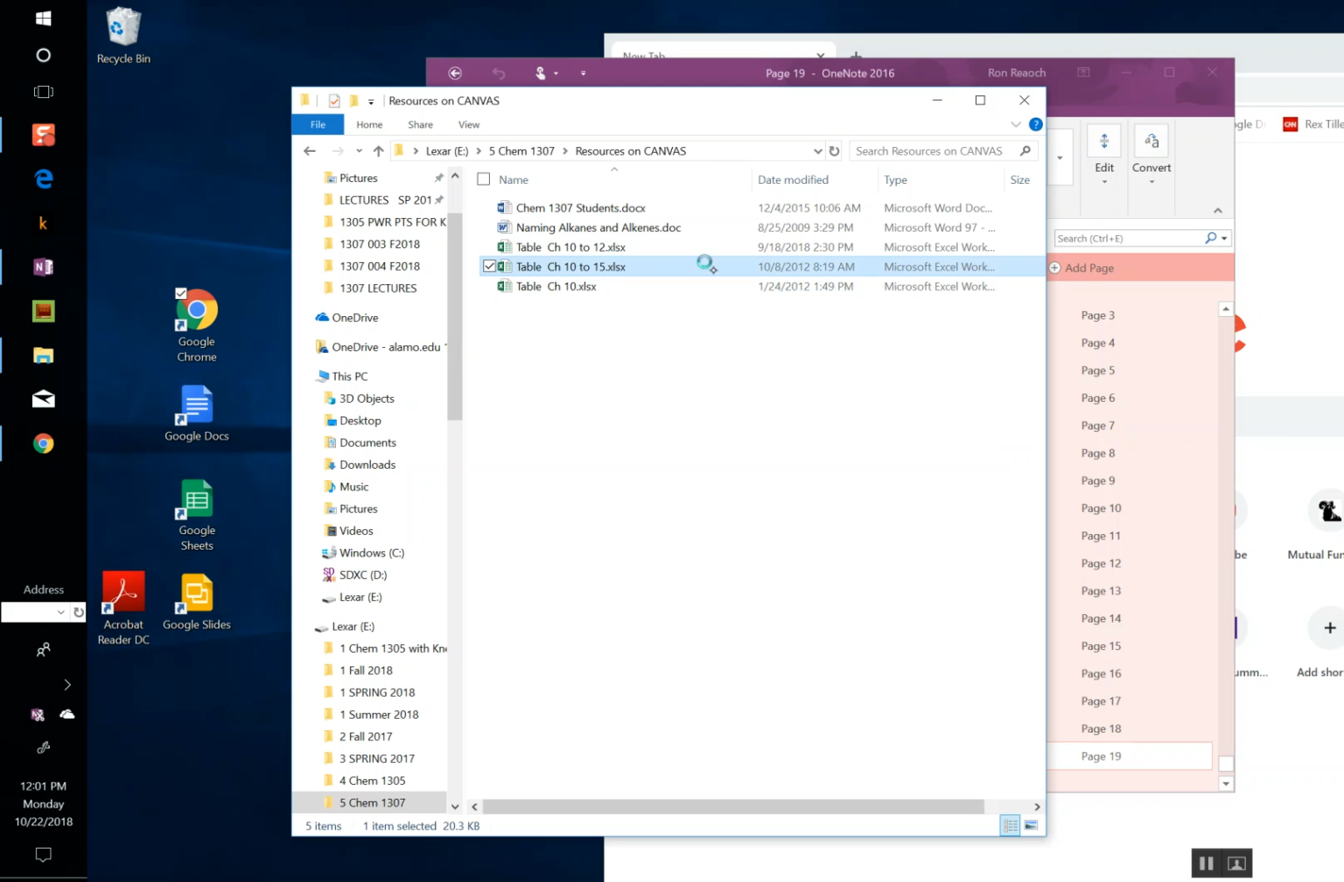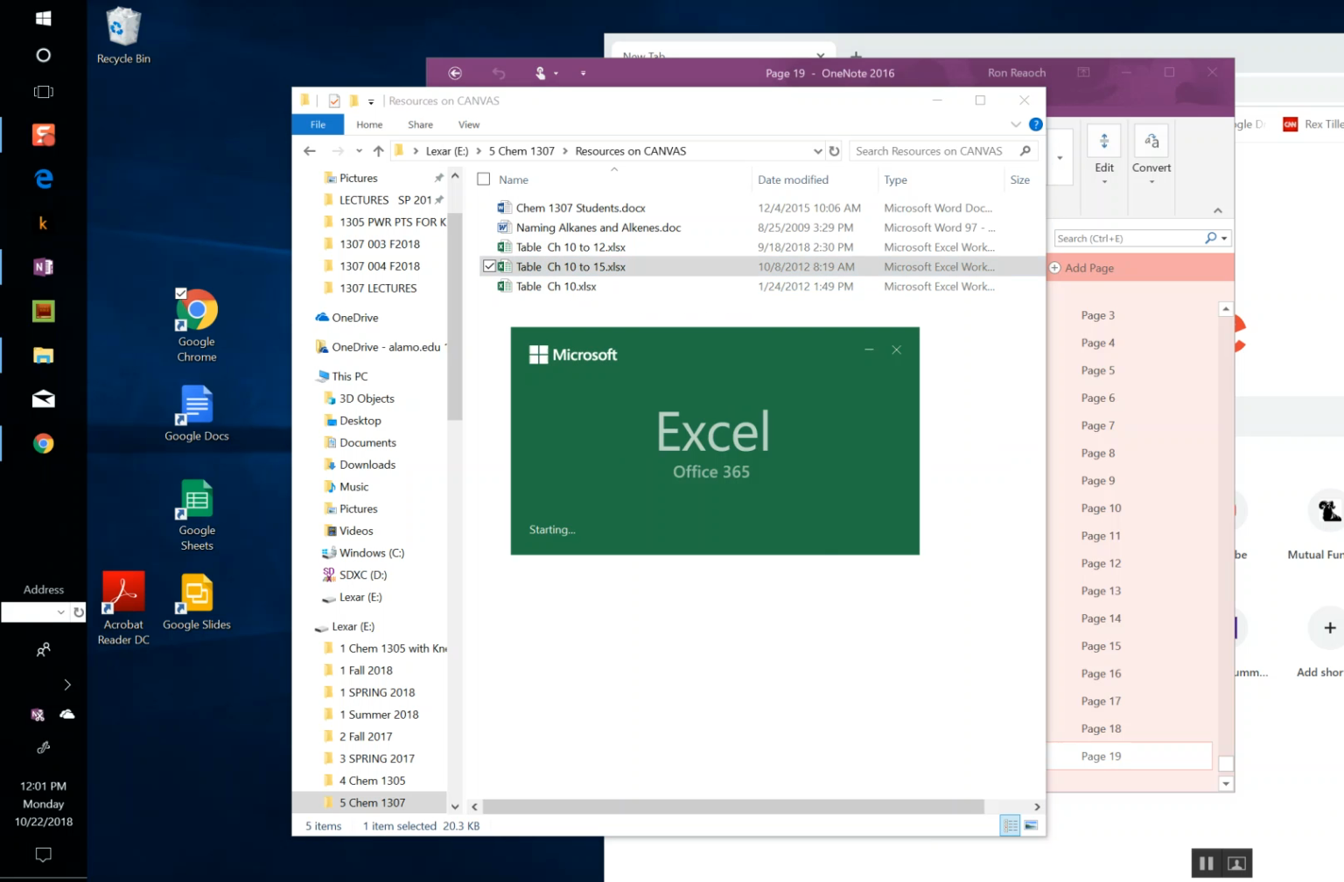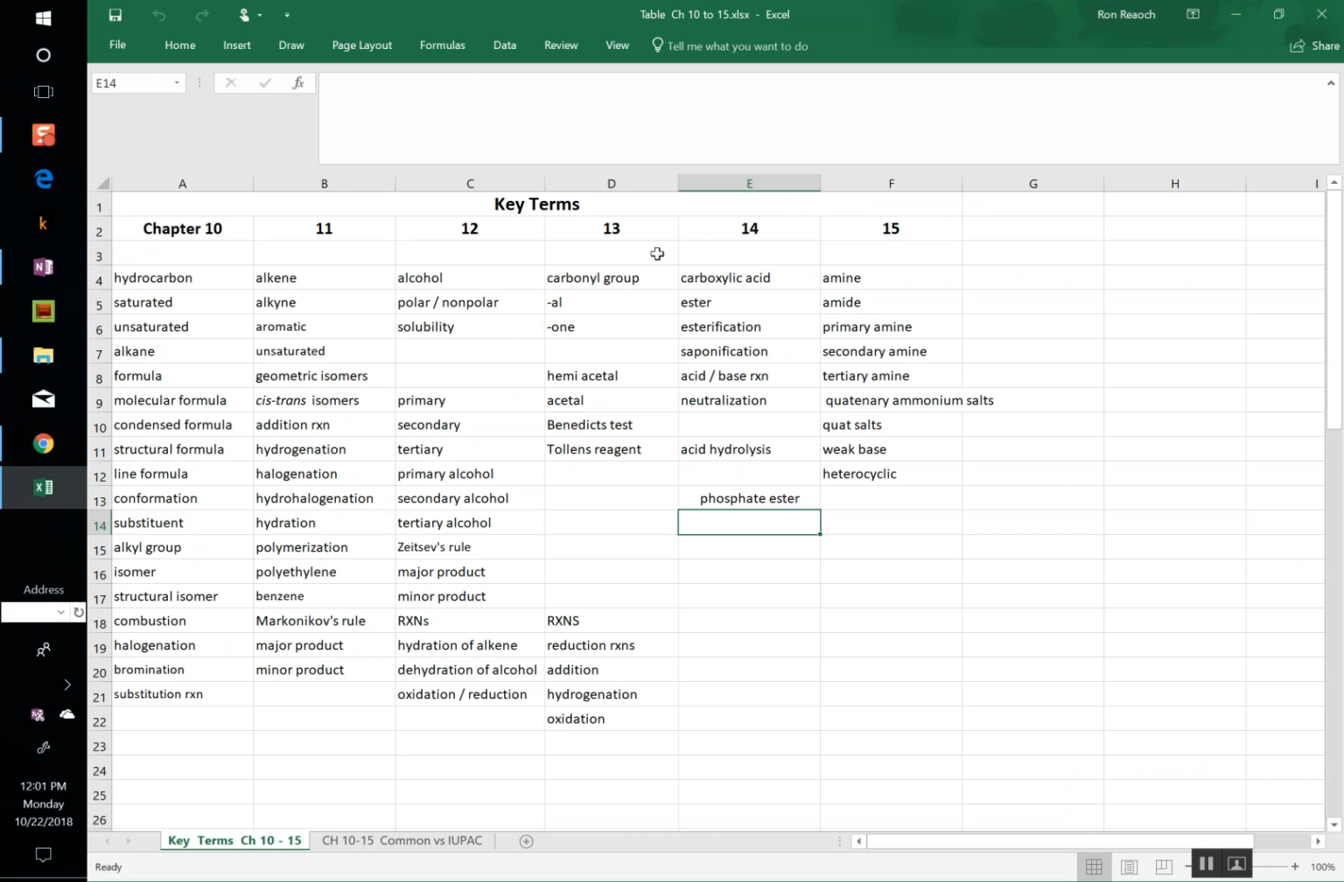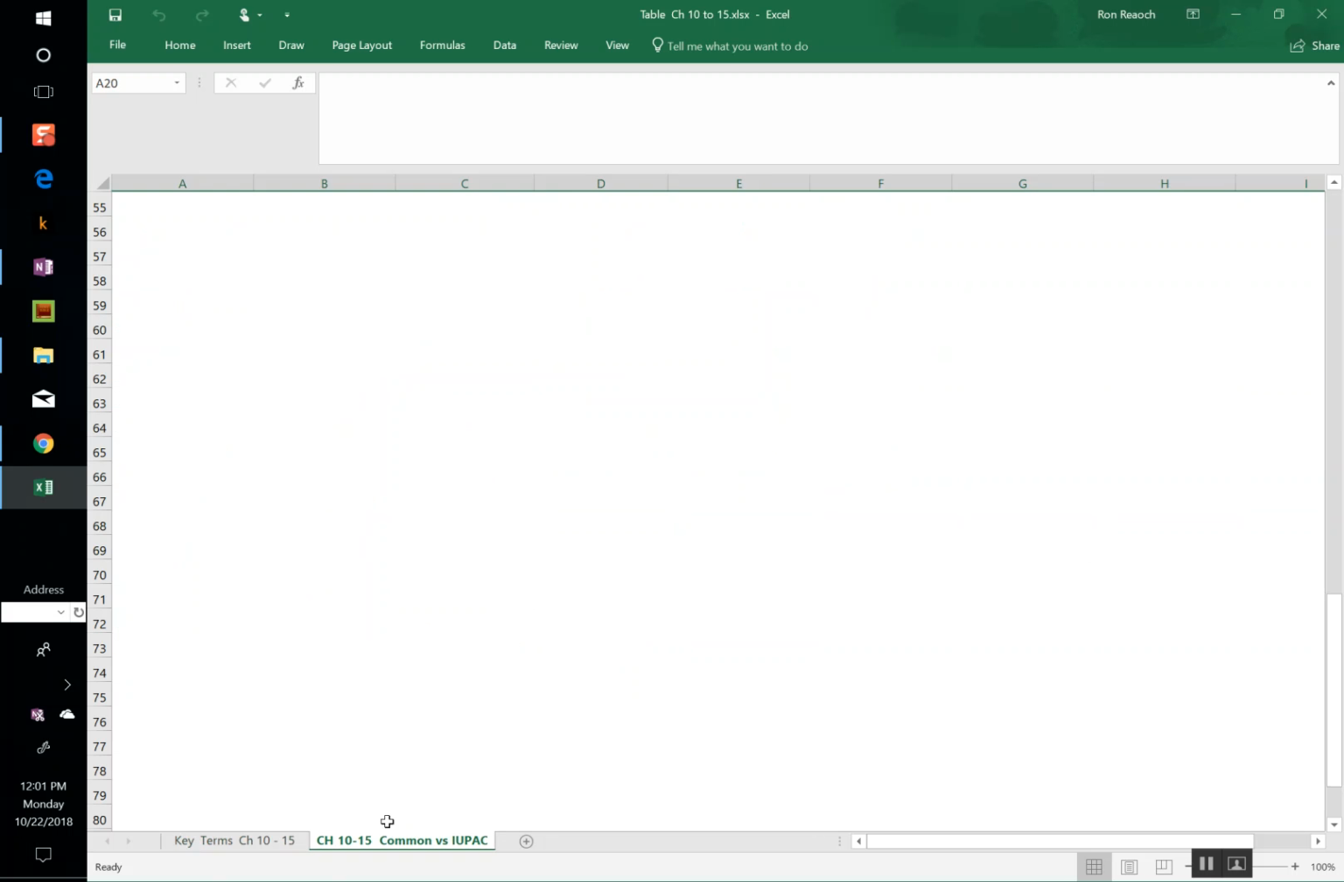So let's just take a look at this. It's the chapter 10 through 15 table, and Whitney called it up, but the very first thing she saw was this, which is a list of key terms. There are 2 spreadsheets in here. This is the most important one. I wish this one came up first. But it's all in the same Excel book, and this is the one that's important.